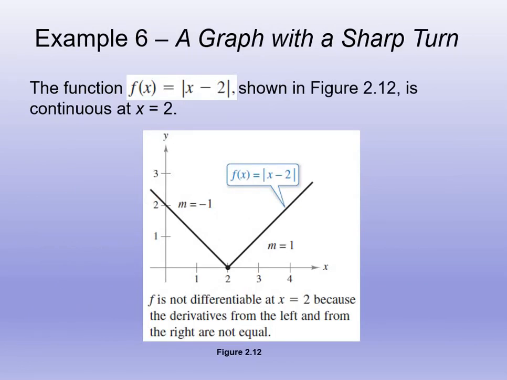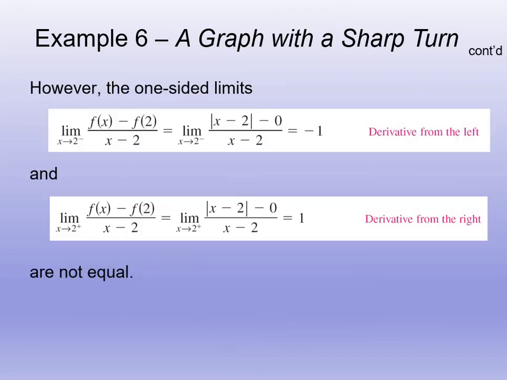So here's a great example, and a lot of people will get kind of hurt on this one. This function is the absolute value function. So we have f of x equals the absolute value of x minus 2. It is continuous at 2. The absolute value function is a continuous function. However, it's not differentiable at 2 because the left-hand limit and the right-hand limit do not agree with what they're going to. So you got to be very careful when you solve this one.